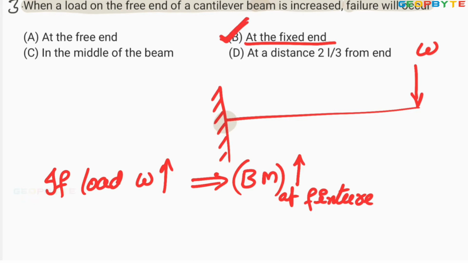Once again, when the load on the free end of the cantilever beam increases, bending moment at the fixed end increases. Because of that, chances of failure are more at the fixed end. At this location, chance of failure is more. Let us go for the next problem.